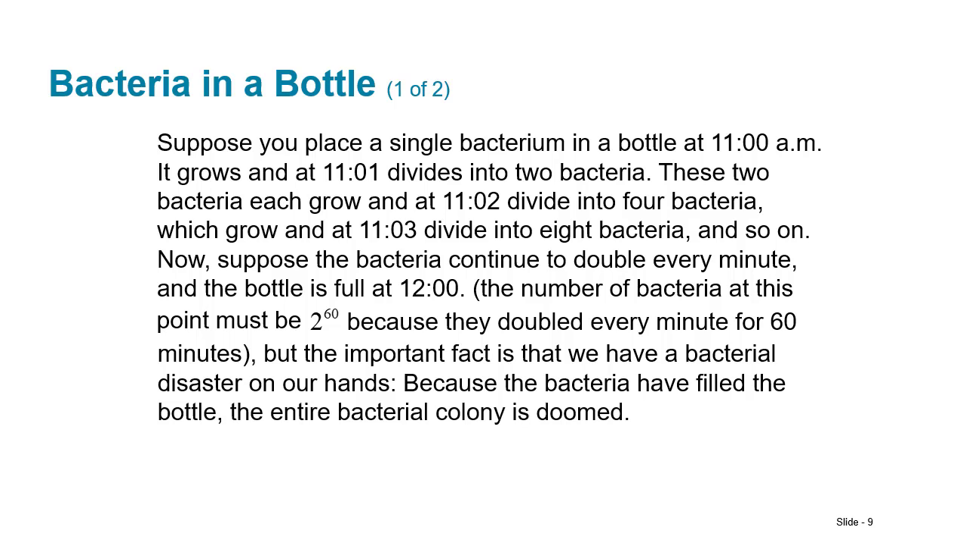So now suppose the bacteria continue to double every minute and the bottle is full at 12. The number of bacteria at this point would be 2 to the 60th because it doubled every minute. So it went 2 times 2 times 2, basically 60 times. But the important fact is that we have a bacterial disaster on our hands because the bacteria have filled the bottle. The entire bacterial colony is doomed. But really, if you do 2 to the 60th, that's a huge, huge number.